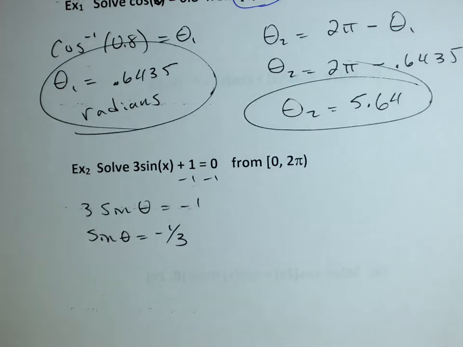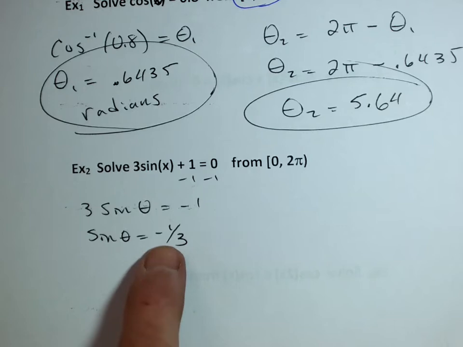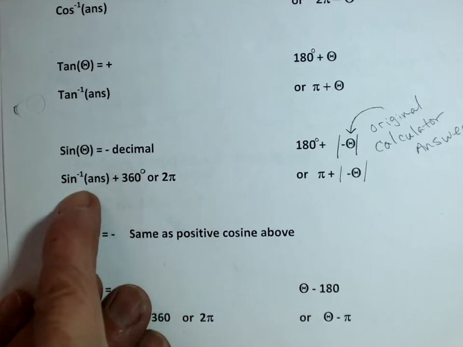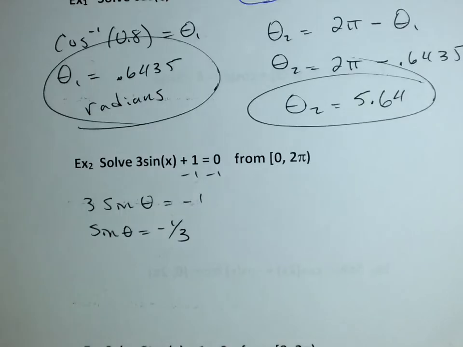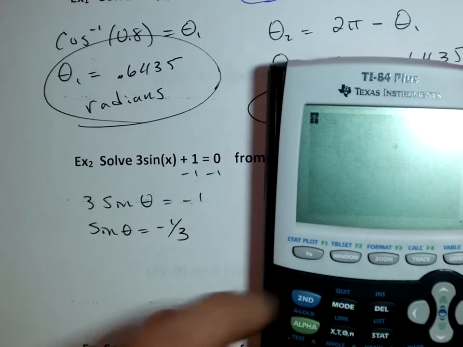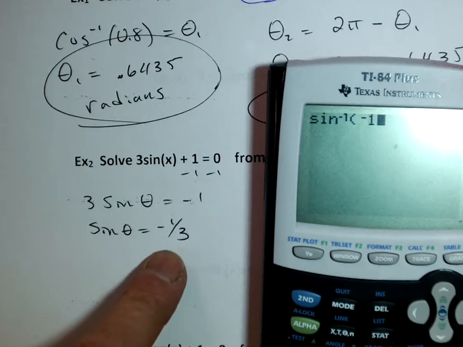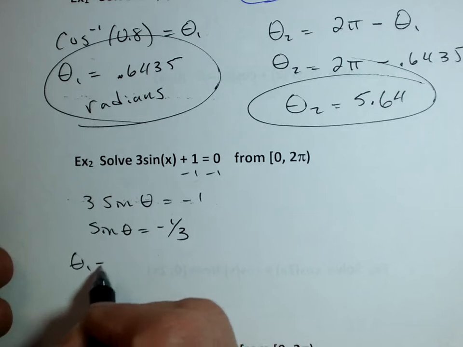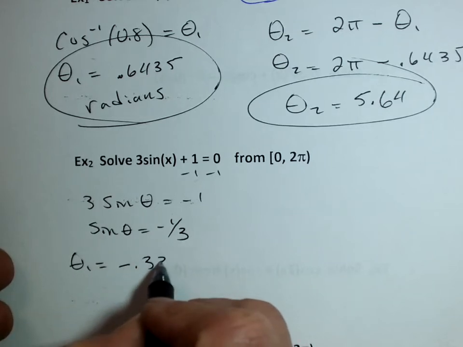So what's it say to do? Let's see. Sine is equal to a negative, right? So I see down here if sine is equal to a negative, I'm going to do my sine inverse, and then I'll add 2 pi, and I'll show you why. So I'll go clear, sine inverse of my negative 1/3, and I get an answer of about theta 1 is negative 0.339.